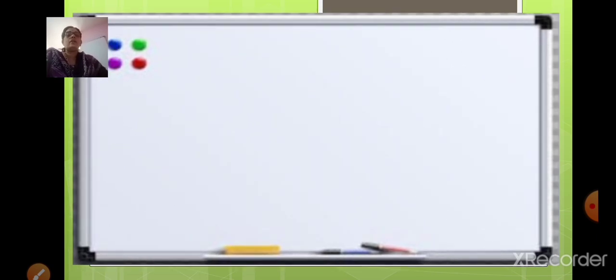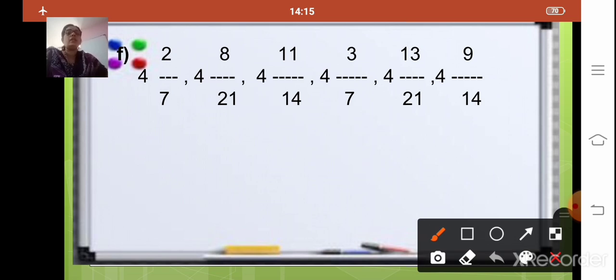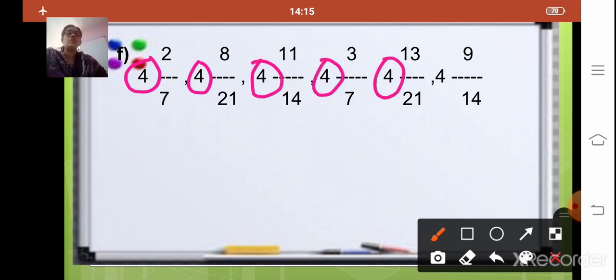Okay. Now coming to the last sum. Okay. Now here all the fractions are mixed fractions. But one thing you have to keep it in mind is here the whole numbers are same. Now the same sums we have solved in ascending orders also, where you had mixed numbers and the whole number was same. Now when you have the whole number of all the fractions same, you will ignore it. You will take only the fractions, that is 2 upon 7, 8 upon 21, 11 upon 14, 3 upon 7, 13 upon 21 and 9 upon 14.